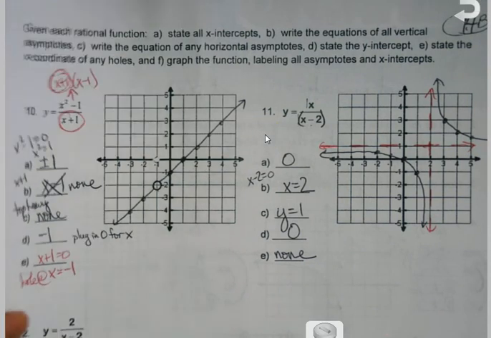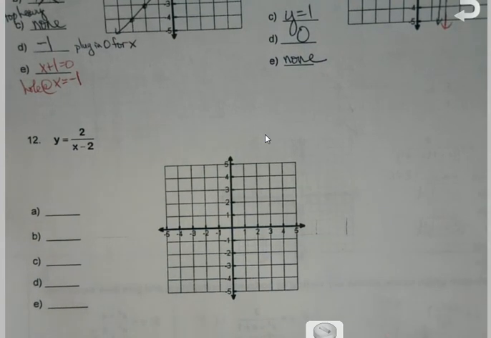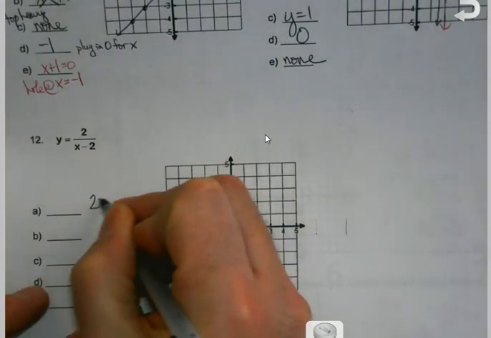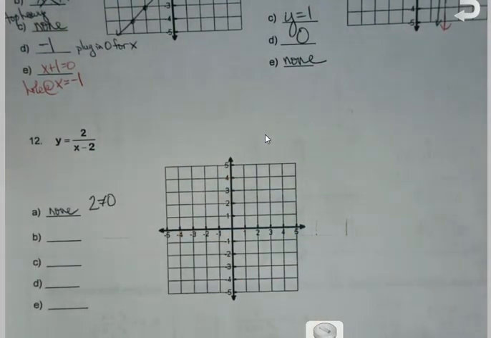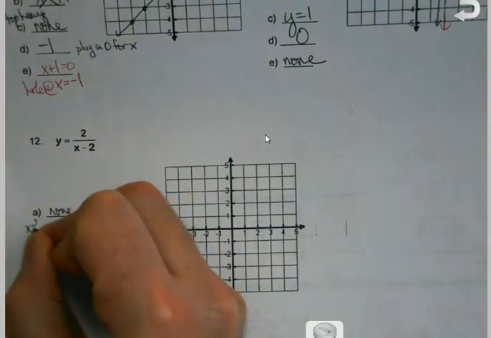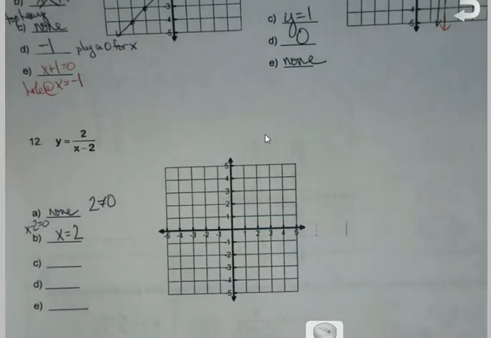So then, 1 to go, besides our question at the bottom. Looks similar to this one, except there's a couple of main differences. One of them is the very first question. If I try to set 2 equal to 0, that doesn't work. Not going to have an x-intercept this time. I'm still going to set my denominator equal to 0 to get my vertical asymptote at 2.